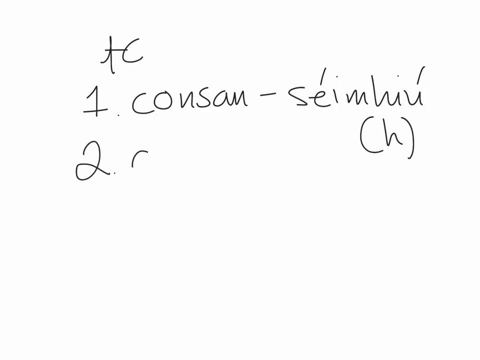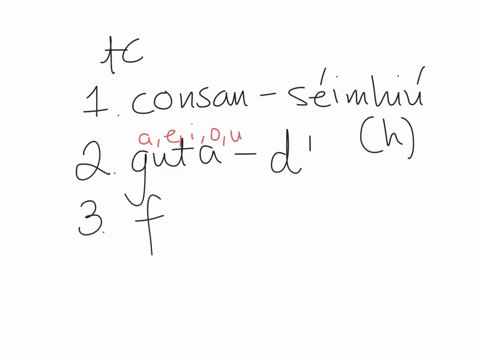So if it starts with a vowel, A, E, I, O, U, we're going to have a D apostrophe, as in count. And if it starts with an F, we have a D apostrophe and a séimhiú.